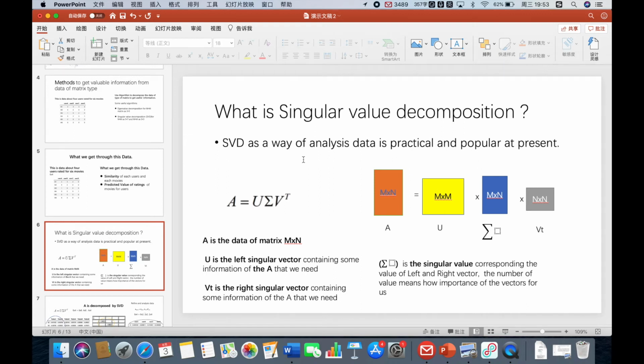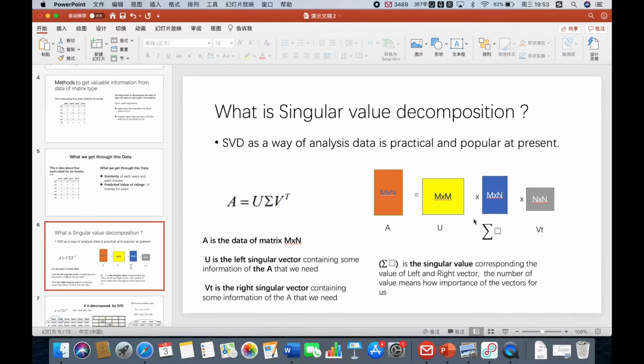Here is the SVD formula. So here we know this is the formula. The first is the original data, which is m by n. So we can use the function to decompose it.